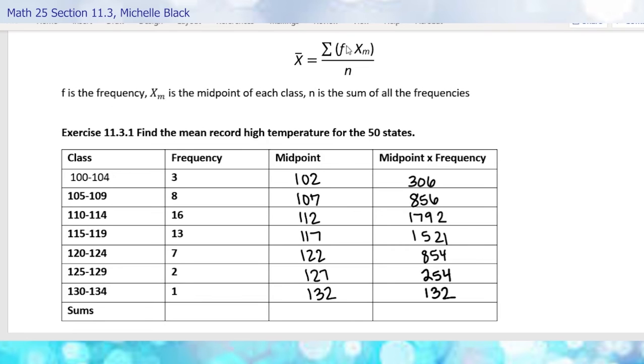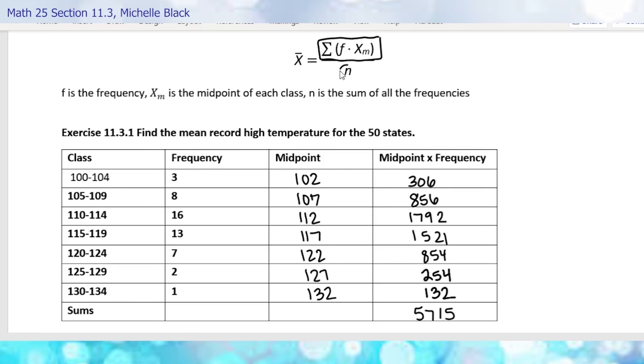Once we have the frequency times the midpoint, this tells us to add all of those together. So let's add up this column. If you add up all of the values in this column, you should get back 5,715. So far we've calculated the numerator. This 5,715 is the sum of all of the frequency times the midpoints.